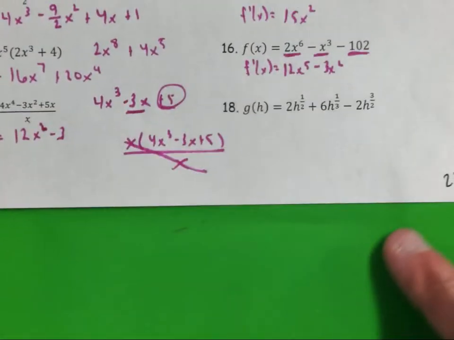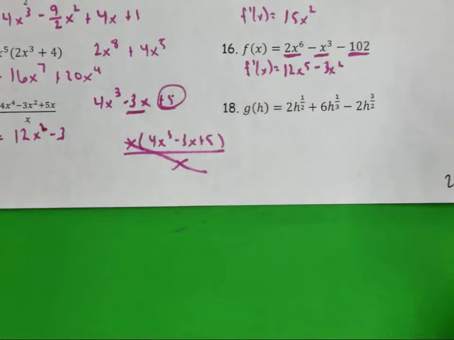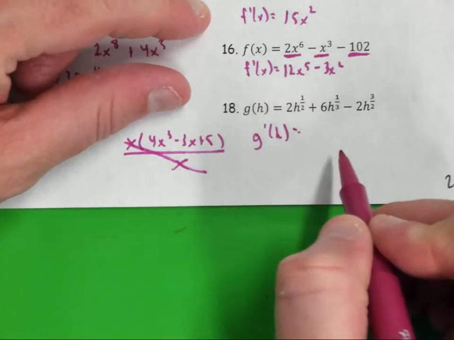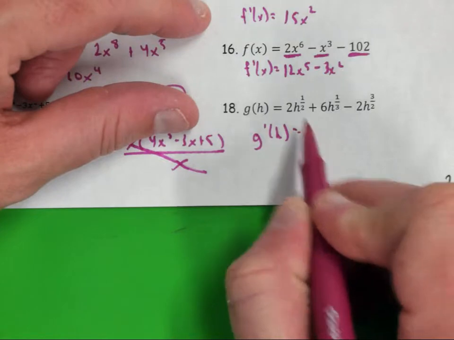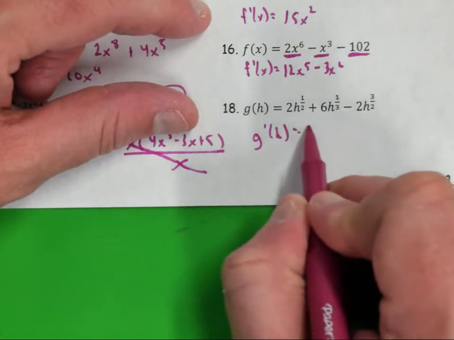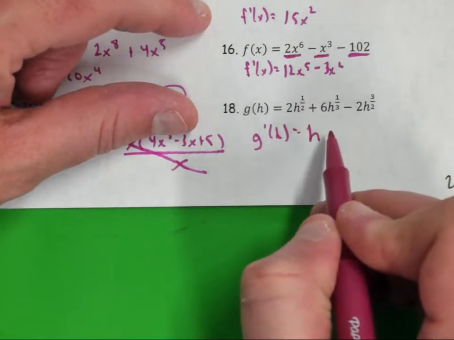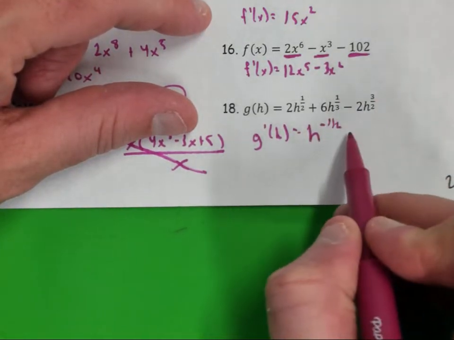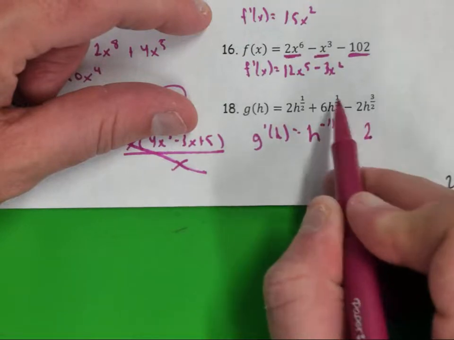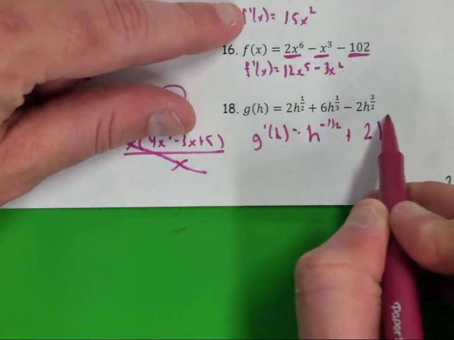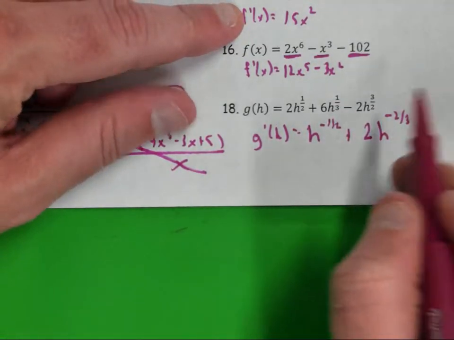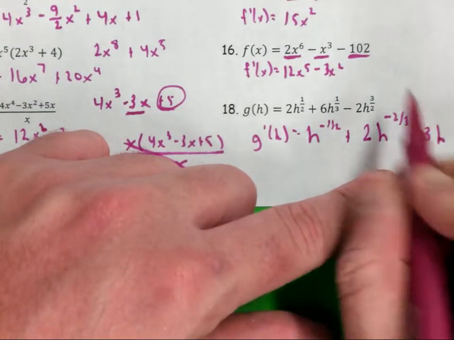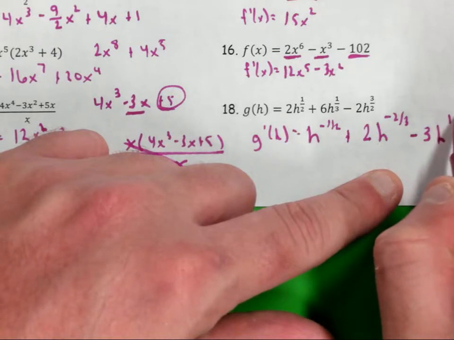Don't let the fraction bother you, you do the fraction and exponent the same way, rational exponent. So, g prime, what's 1/2 times 2? 1/2 times 2 is just what? 1. Now, what's 1/2 minus 1? Negative 1/2. 1/3 times 6 is what? 2. 1/3 minus 1 is negative 2/3. 3/2 times negative 2 is 3. 3/2 minus 1 is 1/2.